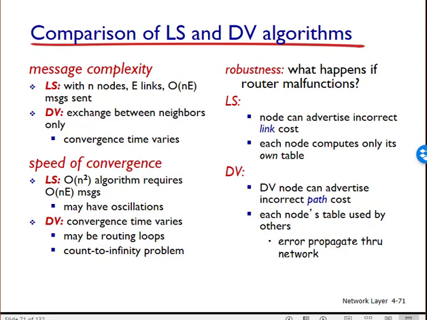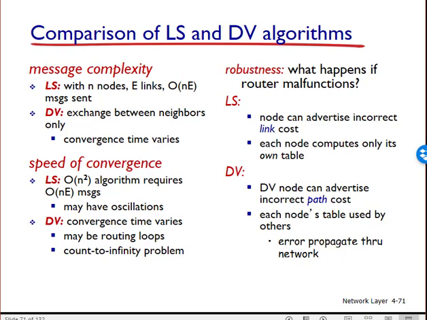What about the issue of robustness? What could happen if a router fails, misbehaves, or is sabotaged? Under link state, a router could broadcast an incorrect cost for one of its attached links, but no others. A node could also corrupt or drop any packets it received as part of the link state broadcast.